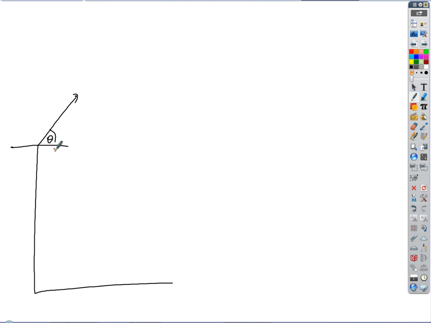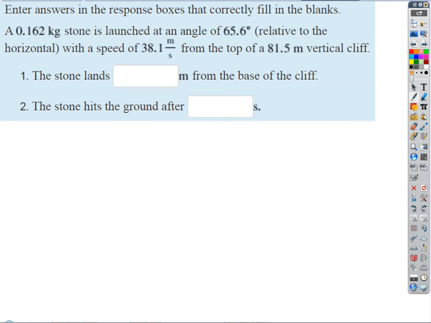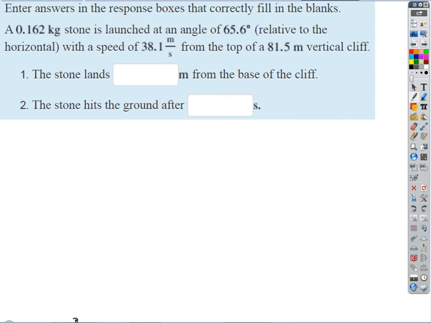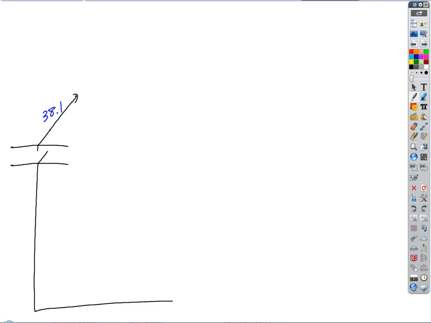So what I really need to do is break up that initial velocity into a horizontal and a vertical component, don't I? Let's plug in these numbers. The initial velocity is 38.1, and the angle relative to the horizontal is 65.6 degrees.